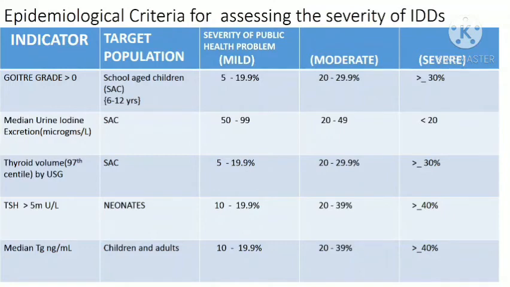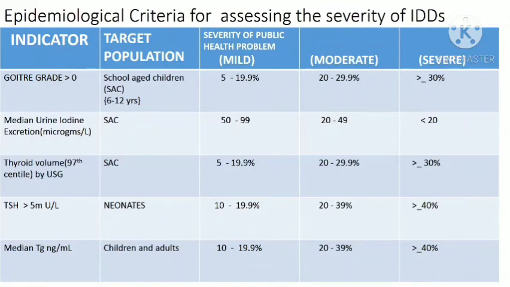If the problem is mild, we have 5 to 19.9%. If it's moderate, we have 20 to 29.9%. And if it is severe iodine deficiency disorder, it may be equal to or greater than 30%. The second indicator is median urine iodine excretion, which we count in micrograms per liter. Here also we have school-age children in the age group of 6 to 12 years. If it's a mild public health problem, we would have 50 to 99. In moderate, we have 20 to 49. And if it's severe, we have less than 20.